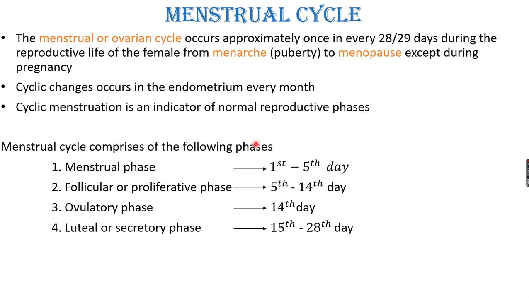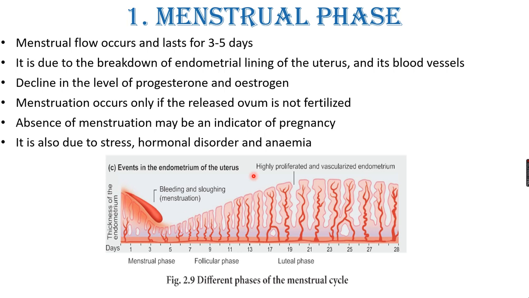What are the changes that occur in the ovary, we are going to see. As I said, the menstrual cycle occurs once in every 28 to 29 days during the reproductive life of the female, from menarche or puberty, that is when she attains maturity, to menopause. The menstrual cycle stops at menopause, except during pregnancy. So what are the cyclic changes that occur in the endometrial wall of the uterus every month? Here are the four phases: menstrual phase, 1st to 5th day; follicular or proliferative phase, 5th to 14th day; ovulatory phase, 14th day; luteal or secretory phase, 15th to 28th day.